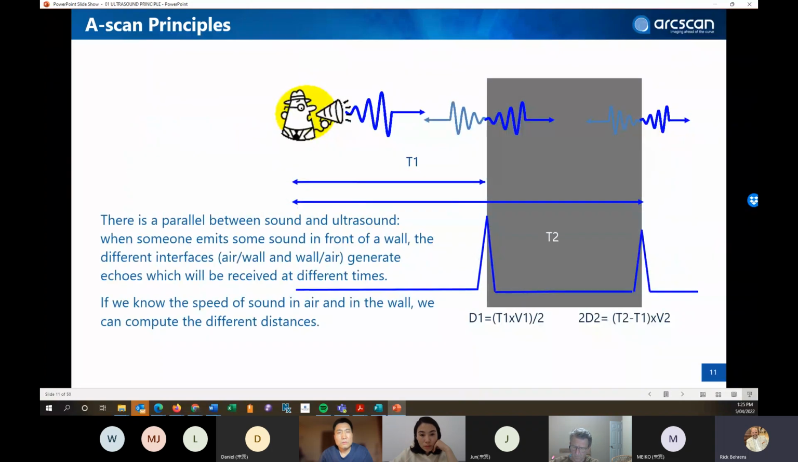This transducer is stationary; it doesn't move, so it just goes in one direction.